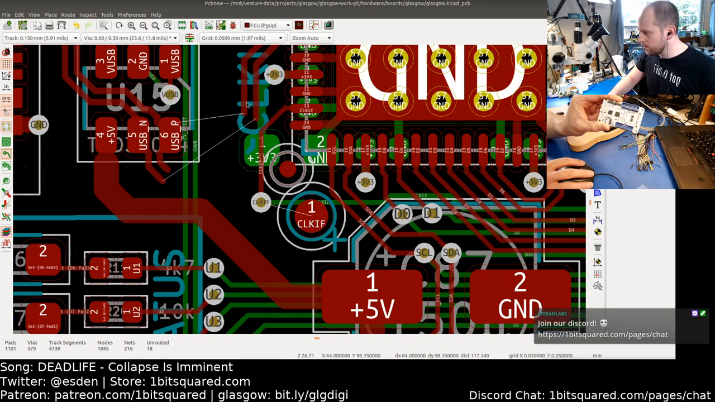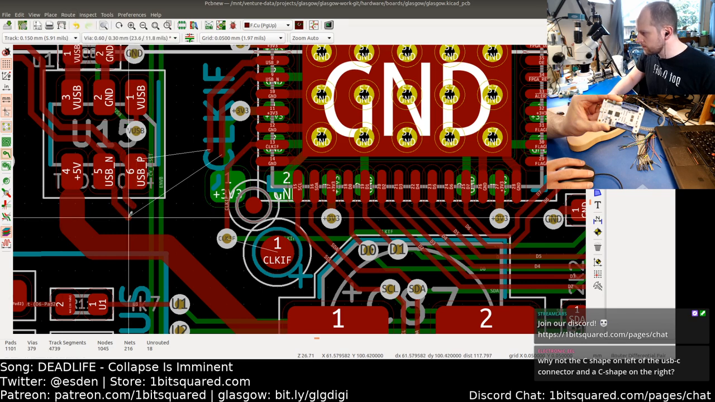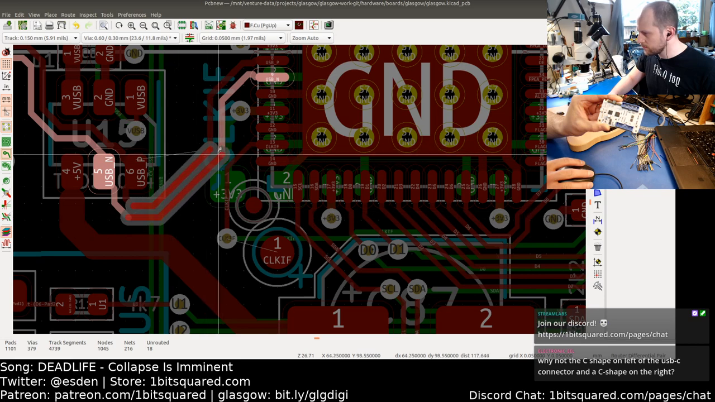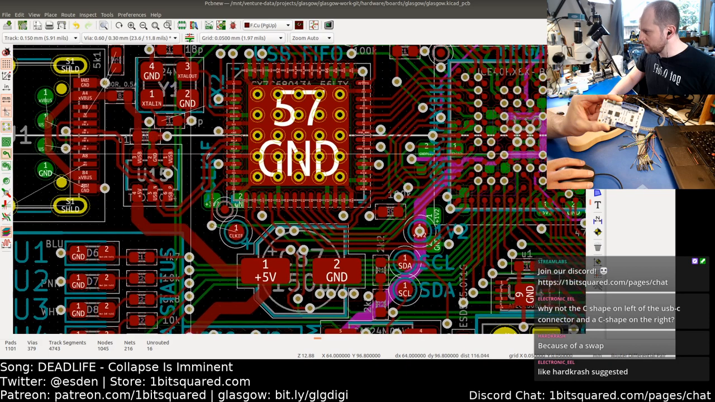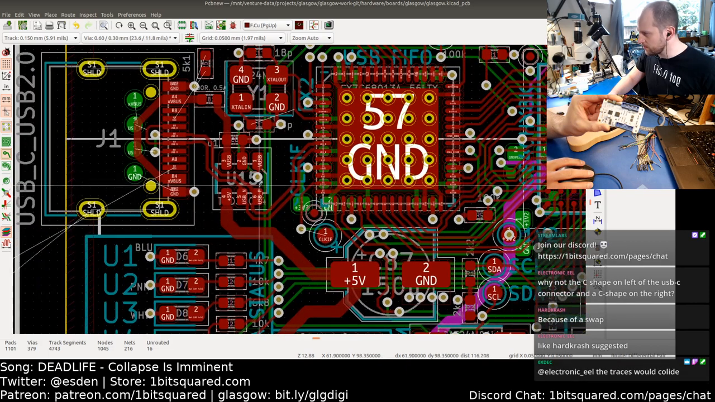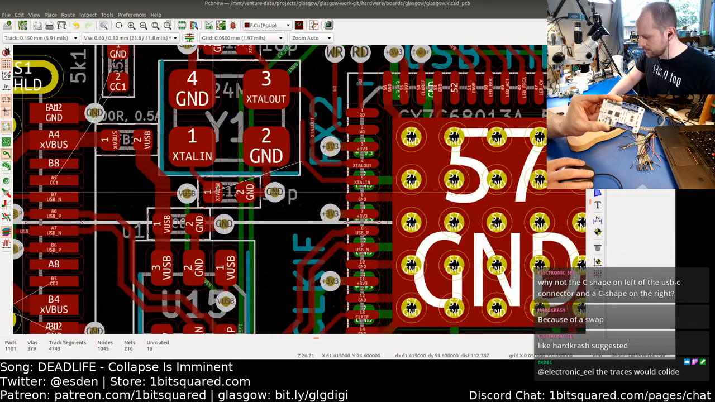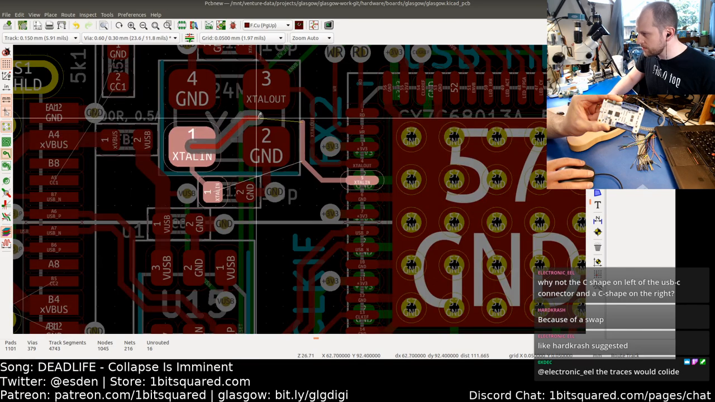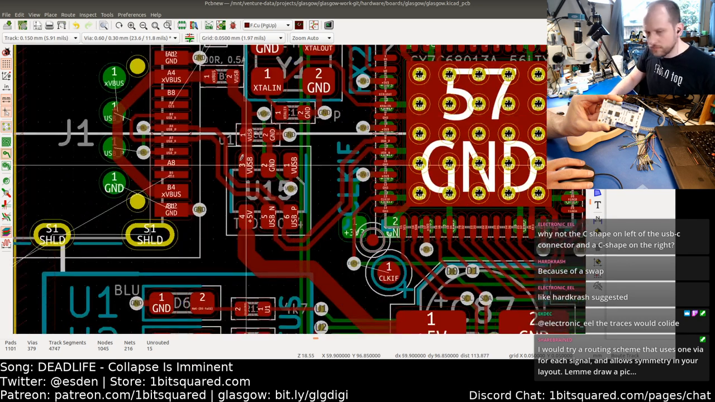So, I want to continue the routing of the diff pair. Come on, dudes. There we go. Yeah, we have plenty of space here. I could even move this to the right further. Oh yeah, I should connect this. Let's finish routing this guy.